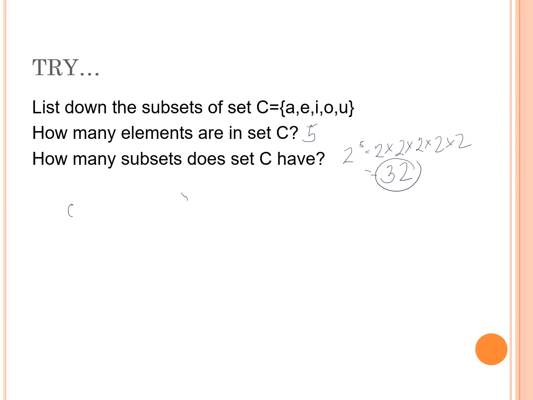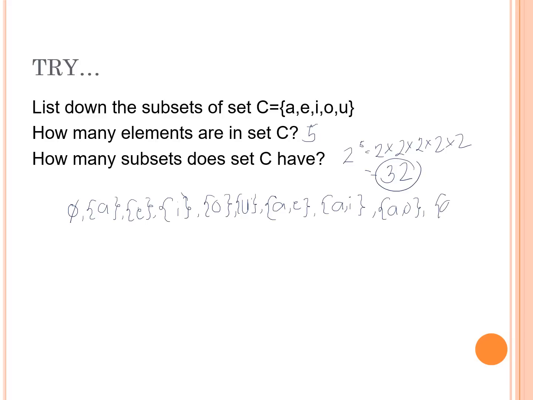So I'll start by writing the null set or empty set, followed by A, the set containing only A, and then we have E, I, O, followed by U. We have listed down the individual elements. This time, let's combine two elements in one set. We start with A and E. Then we have A and I. We also have AO, AU.